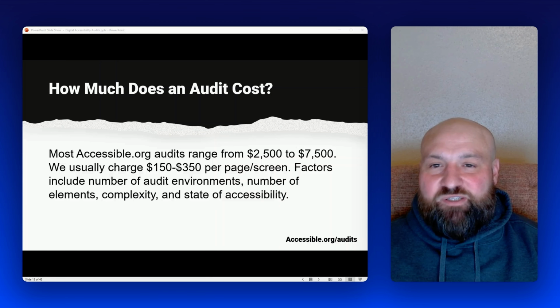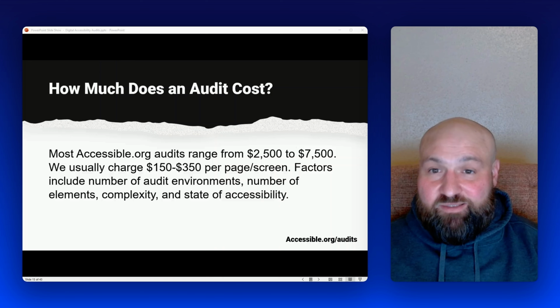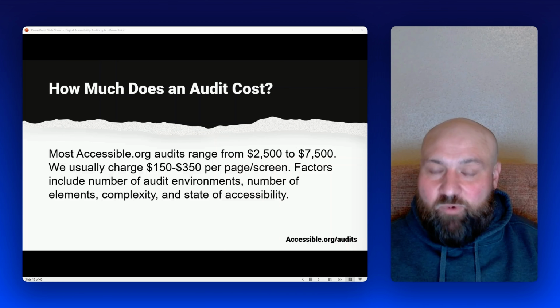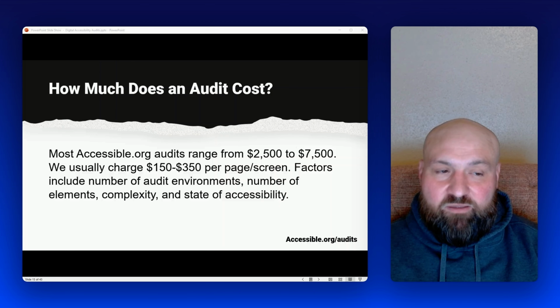One of the first questions that prospective clients ask is, how much does an accessibility audit cost for my digital asset? And I let them know that the cost is going to depend on multiple factors. And we'll touch on some of those factors in a moment. But then I let them know that mostaccessible.org audits range between $2,500 and $7,500.